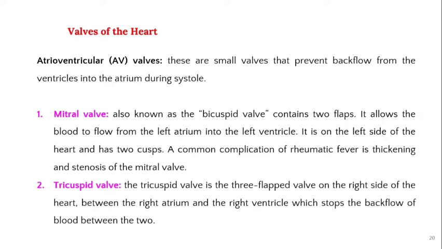The second one is the tricuspid valve. It is the 3-flapped valve on the right side of the heart, between the right atrium and the right ventricle, which stops the backflow of blood between the 2.